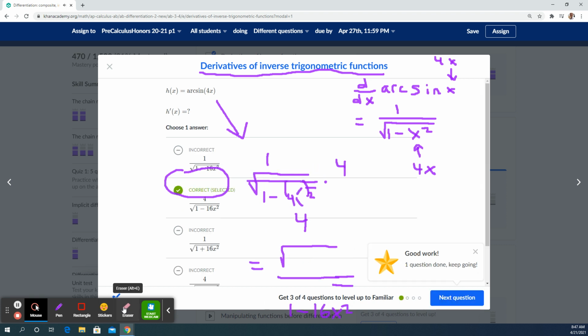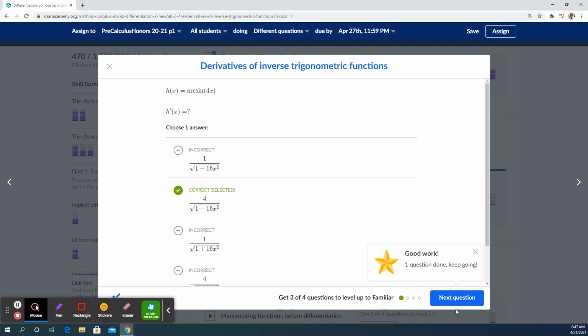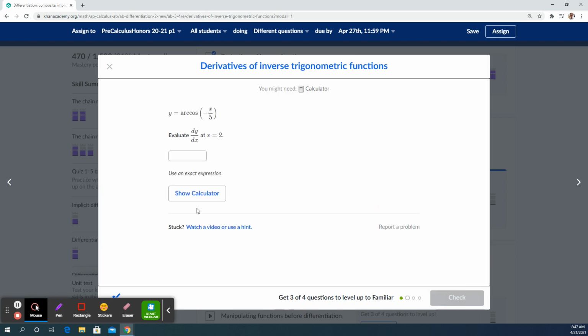All right, let's go ahead and do one more. Arc cosine of negative x over 5. And then they want to evaluate the dy dx at x equals 2. So basically we're doing the derivative of the inverse cosine function, and then we have the secondary composite function on the inside of the x over negative 5.